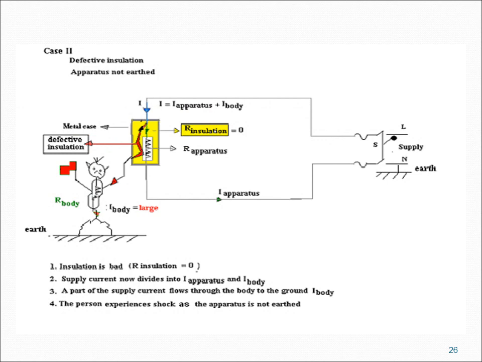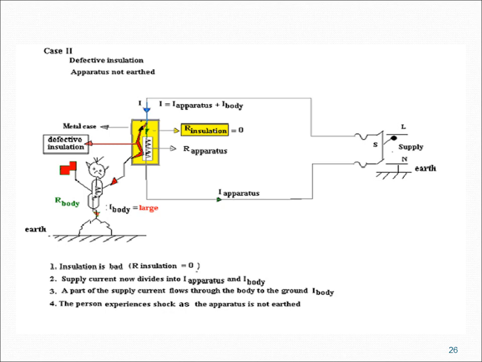Second case: if the appliances become older, what will happen? The insulation is now not healthy. It has some defective insulation, and the apparatus is not earthed. What will happen? In the first and second cases the apparatus is not earthed, but the first one has healthy insulation because the apparatus is new.